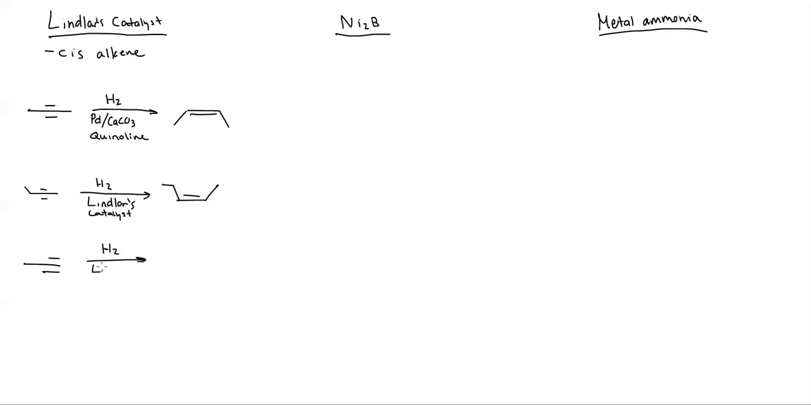Then I just get an alkene, right? So this is a good way to take an alkyne and turn it into an alkene. So I get an alkene. All right, so pretty simple. Nickel boride, Ni2B, is also a way of making a cis alkene.